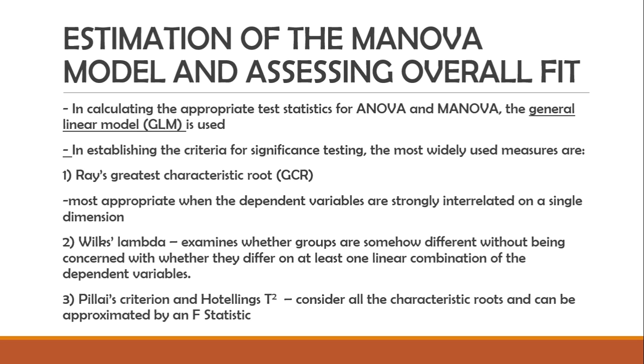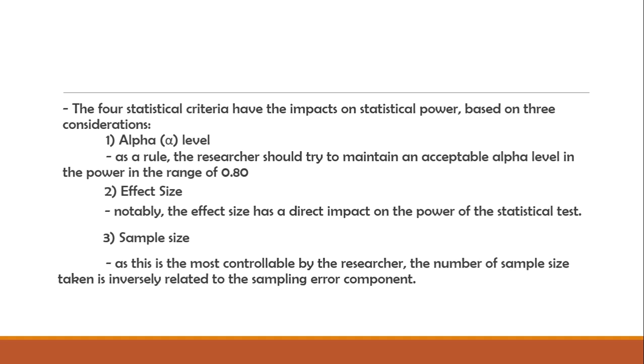And the third one, Pillai's criterion and Hotelling's T-squared, consider all the characteristic roots and can be approximated by an F statistic. The four statistical criteria have impacts on statistical power based on three considerations. 1. Alpha level. As a rule, the researcher should try to maintain an acceptable alpha level and power in the range of 0.8. The researcher may increase the overall alpha level to allow a more reasonable alpha level for the separate tests.